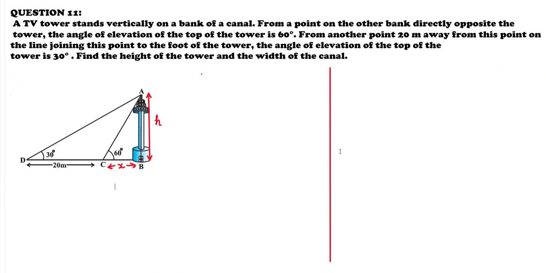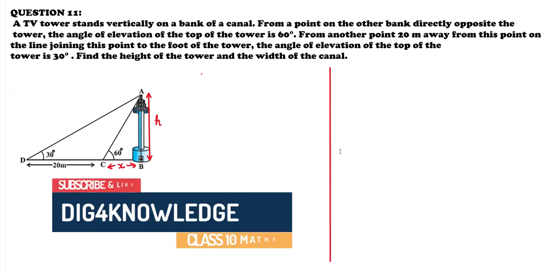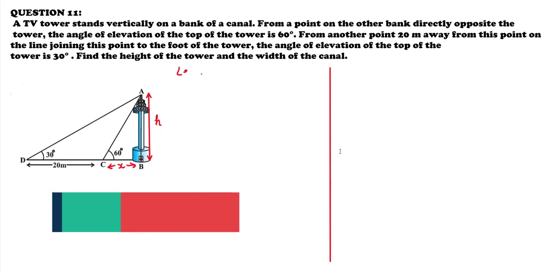Question 11. A TV tower stands vertically on a bank of canal. From a point on the other bank directly opposite to the tower, the angle of elevation of the top of tower is 60 degree. From another point 20 meter away from this point on the line joining this point to the foot of the tower, the angle of the elevation of the top of the tower is 30 degree.